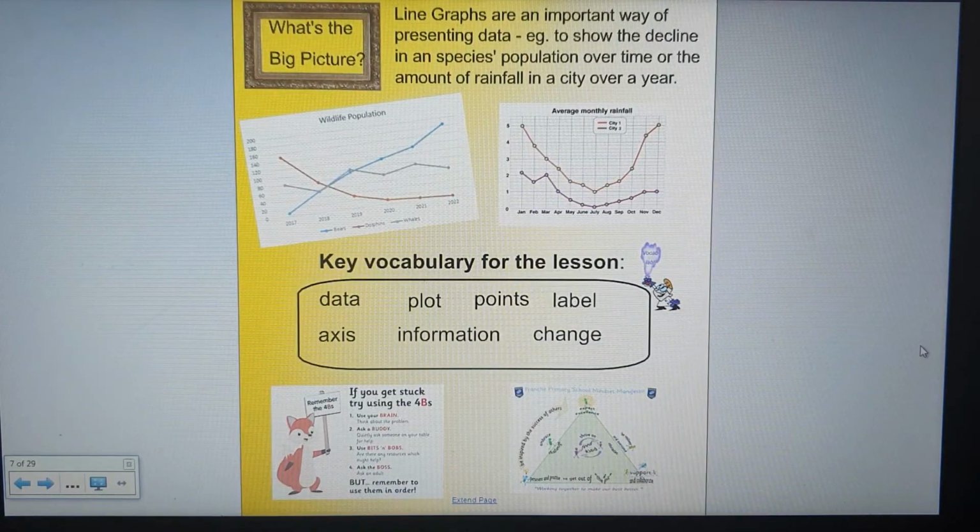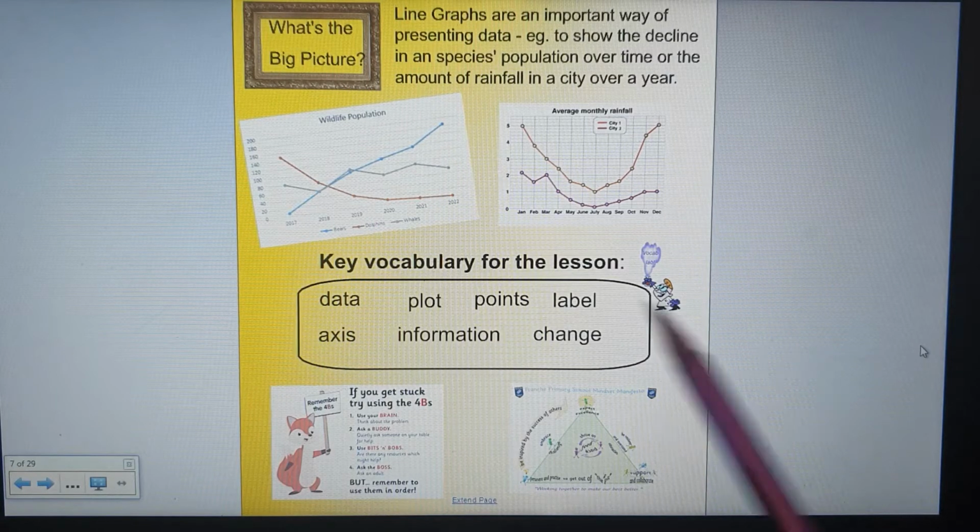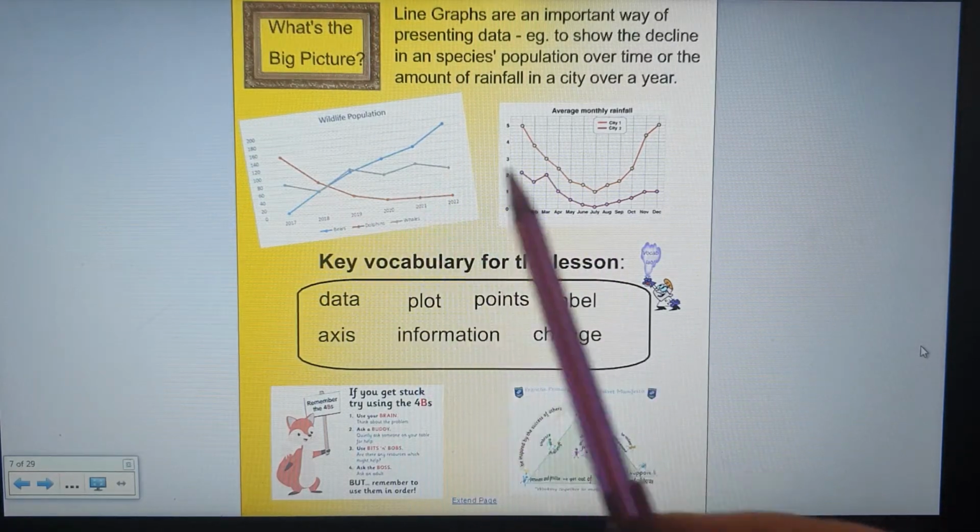So what's the big picture today? Line graphs are an important way of presenting data. They can show something like the decline in a species population over time, or the amount of rainfall in a city over a year, as we can see in these two line graphs here.